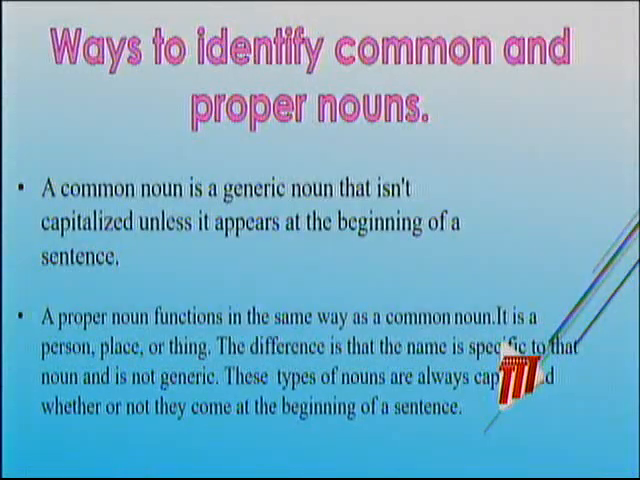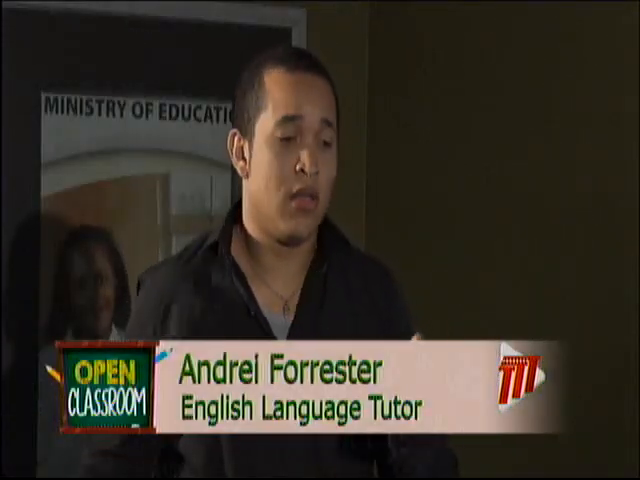So, ways of identifying common nouns and proper nouns now. As we said, a common noun is generic. That means it's just a basic name for anything, anyone that you might have, right? As I said before, it's not capitalized unless it's at the beginning of a sentence. It's just, the boy and the girl are both playing outside. You have boy, you have girl. You might not know exactly who the sentence is referring to. Those are common nouns. Good? They are simple and they are generic.